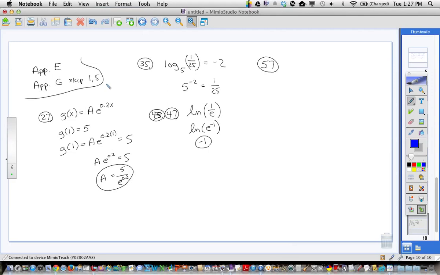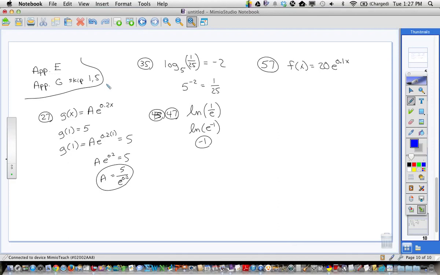All right, 57. Last one, then you can work. It says f of x equals 20 e to the 0.1x.